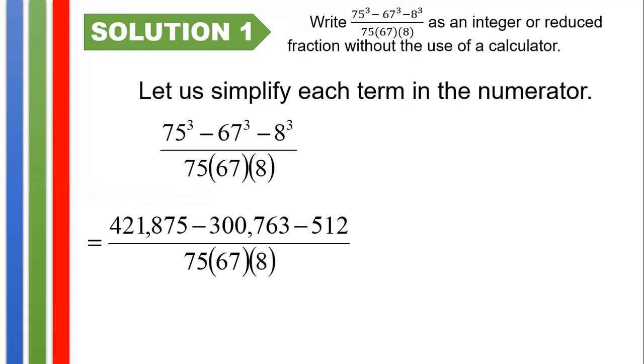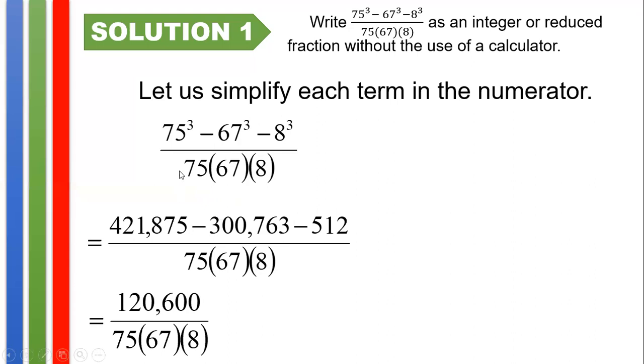So if you do manual computation, you could see that 75 cube, or 75 times 75 times 75, is 421,875. 67 cube is 300,763. And 8 cube, or 8 times 8 times 8, is 512. All over the product of 75 times 67 times 8. Also, in my case, I did not really multiply them. But again, these steps may be different from others. But what they do is manual computation.